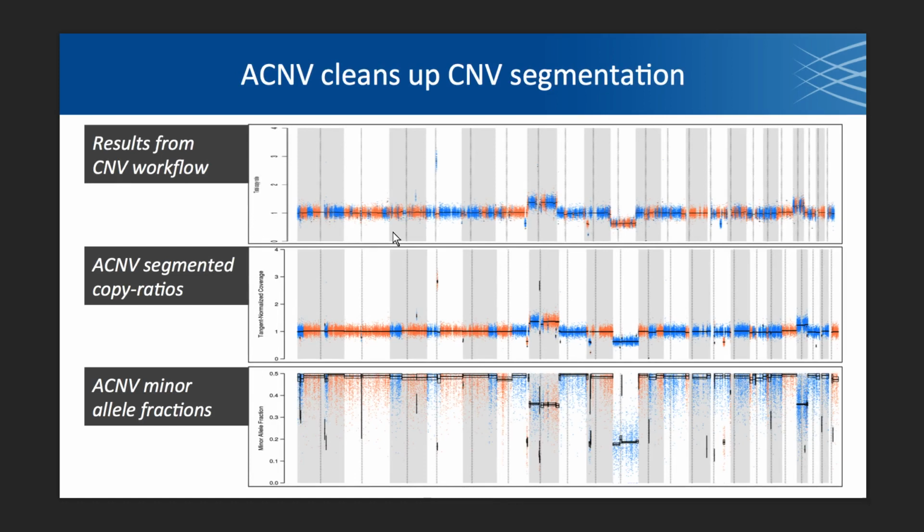And so if you apply ACNV, here are your results from the CNV workflow, and you can see how ACNV cleaned up the segmentation, fused a lot of the segments that were previously noisy, and I think reduced the amount of noise in general with this cleanup. And you get this plot of minor allele fractions where you can see that mostly the cell is diploid. It is maintaining, well, diploid or tetraploid, maintaining heterozygosity. Here in the region of the amplification, we have a minor allele fraction that likely corresponds to 1/3. And here we have a loss of heterozygosity. And what we see here probably is normal contamination of the tumor.